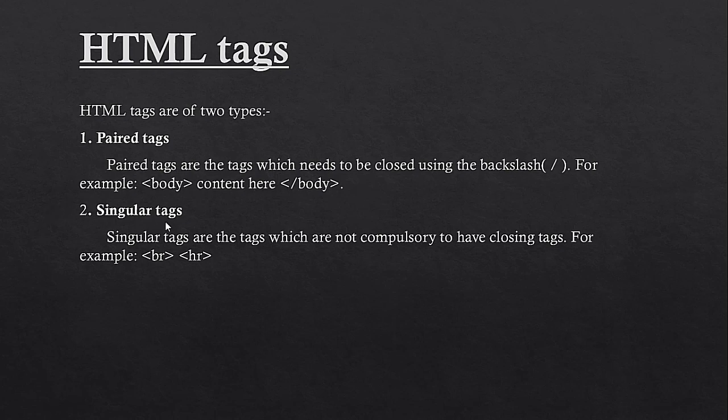And the second type of tags is singular tags. Singular tags are basically those tags which do not need to have closing tags, like the body tag has, which does not have to compulsorily have the closing tag. For example, BR tag or HR tag. BR tag is for breaking the line and HR tag is for horizontal rule.